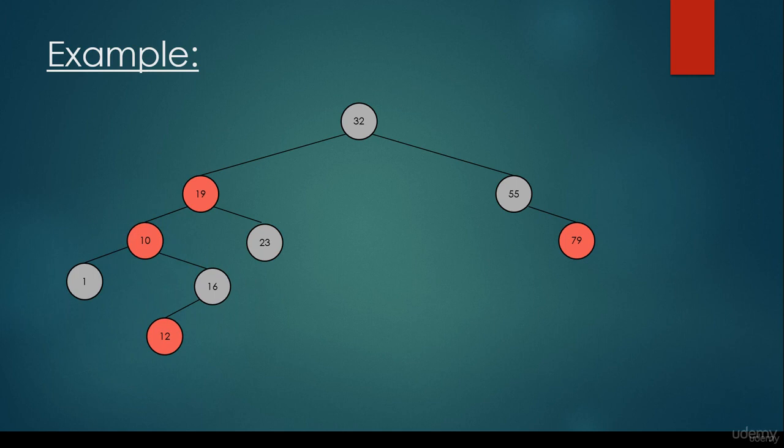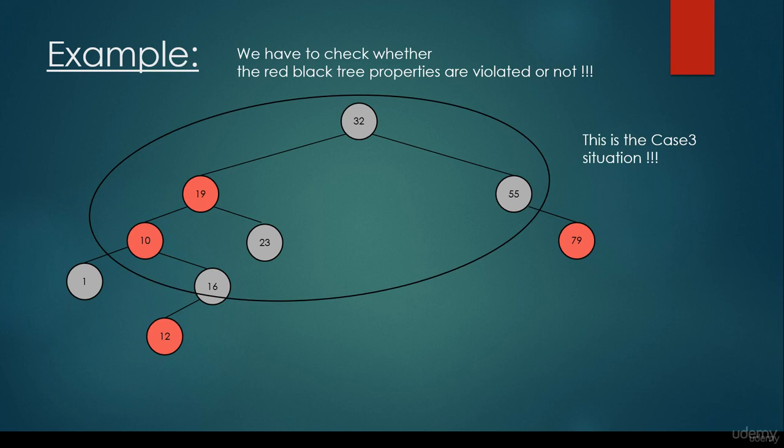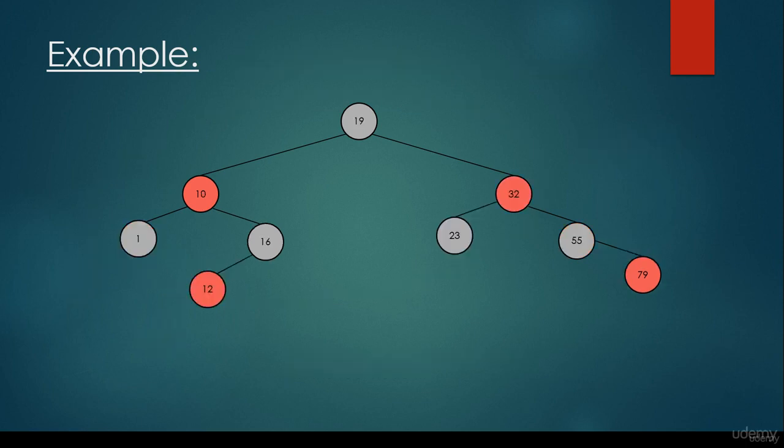And again, we have to check whether it is a valid red-black tree. No, it is not a valid red-black tree because, for example, the node 19, which has the color red, should have 2 black children, but the left child of 19 has the color red. So it is not a valid red-black tree. So we come to the conclusion that this is the case 3 situation. So we have to make a right rotation on the root node.